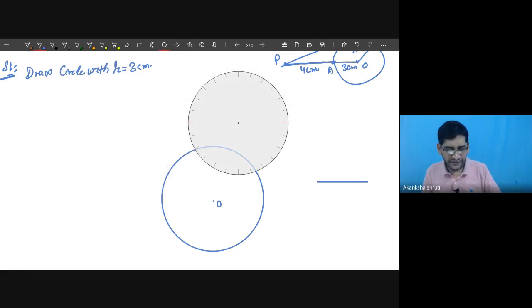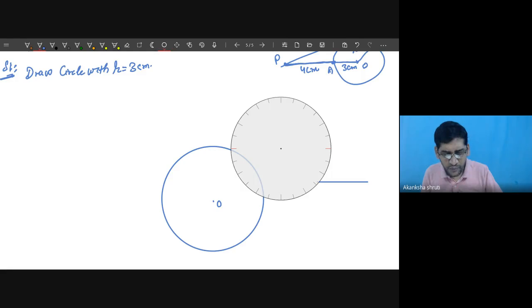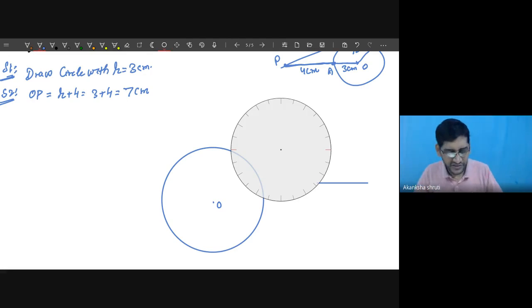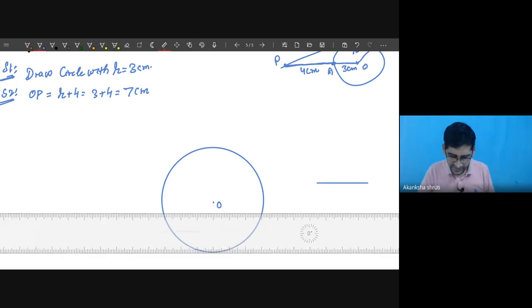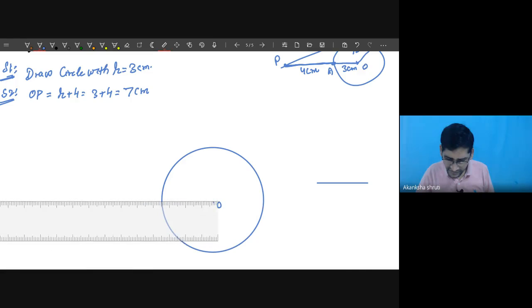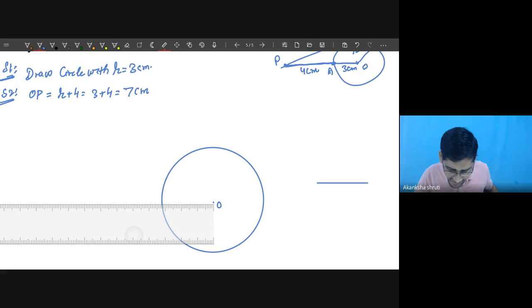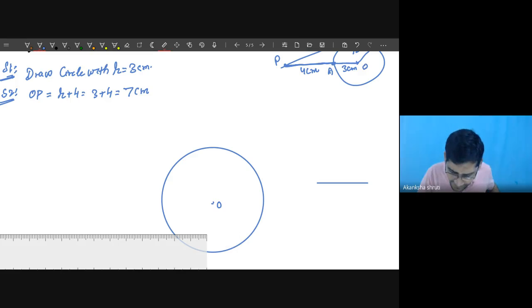Now, observe carefully. Here, we need the external point. The external point is 4 centimeter. Step 2: take OP equals how much? R plus 4, that means 3 plus 4, 7 centimeter, and join it. Let me take my, this is 0 degree. How much shall I take, student? This is already our 3 centimeter. The point O is here, slightly.